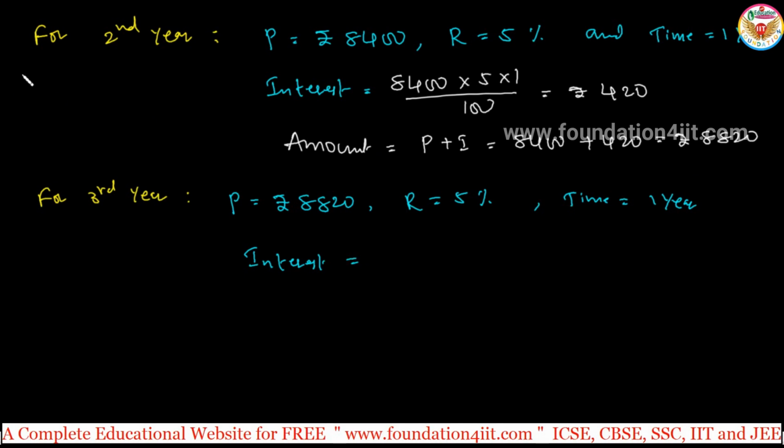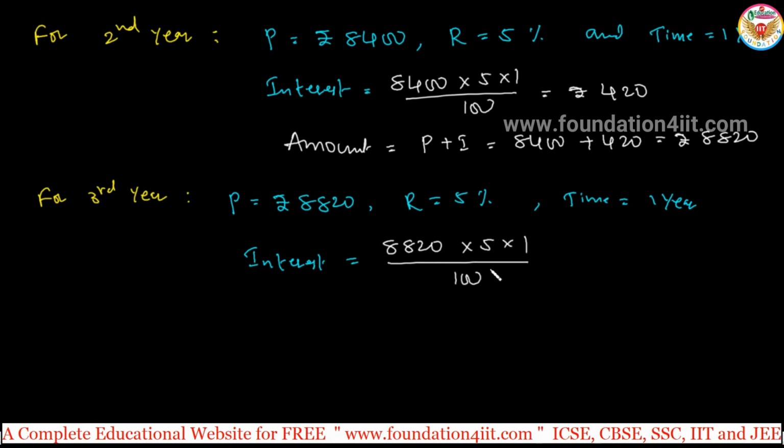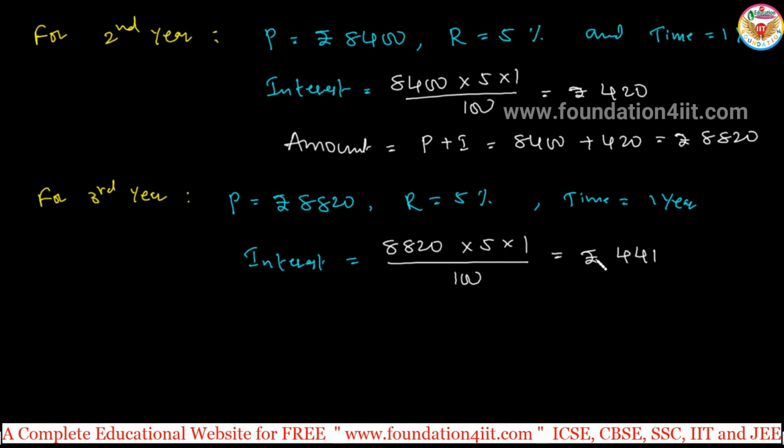So interest is equal to, in this case, PRT by 100. So 8,820 into 5 into 1 by 100. This you can calculate. So 441. Okay, 0 0 cancel, 5 1s are 5, 2s are cancel, 441. Interest is 441. Now amount.